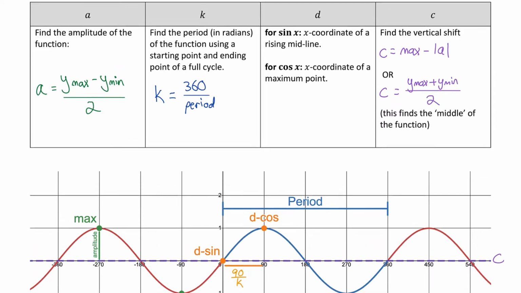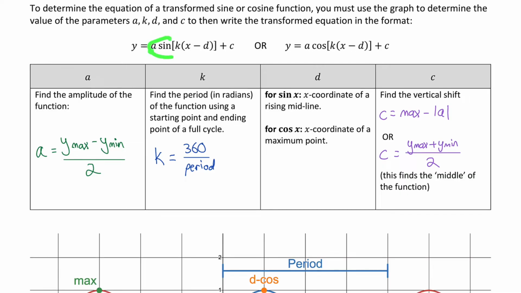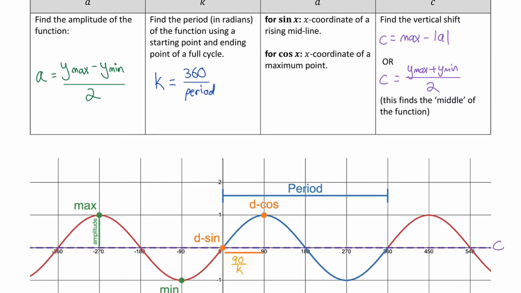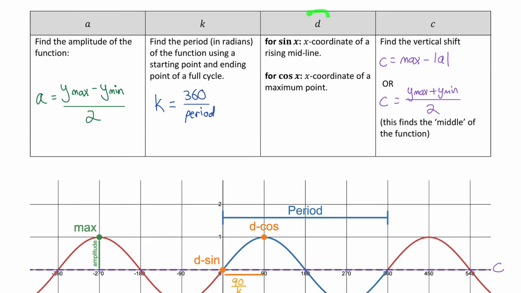Now, if we are writing a transformed sine or cosine function that would match this wave, they would have the exact same a, k, and c values, but their d values, the horizontal shift, would be different. Let me show you in Desmos what I mean.